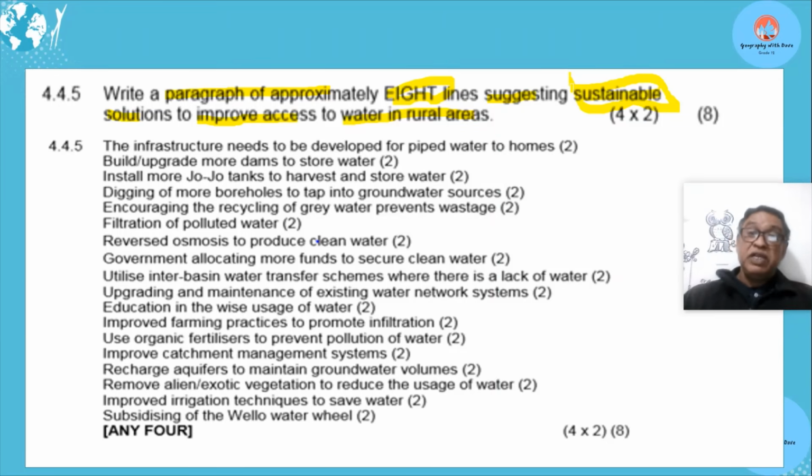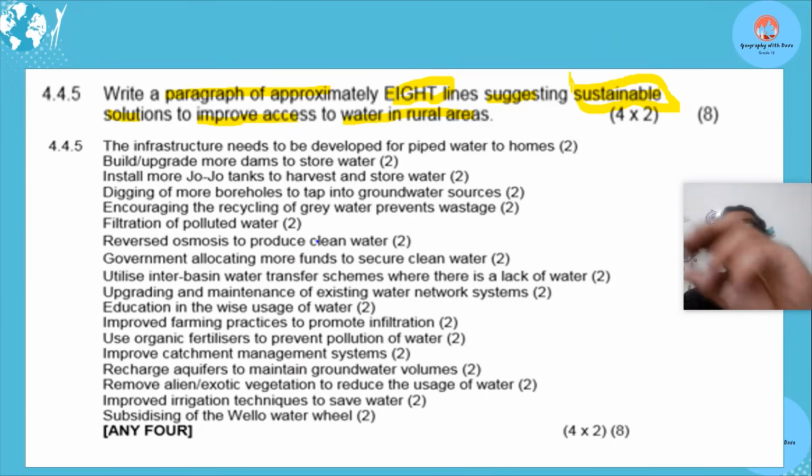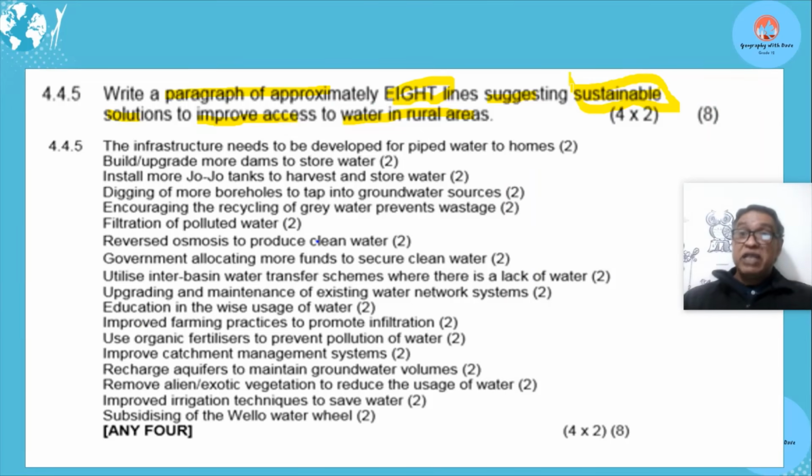Just be careful. This is where in geography we're looking at the action words, all right, that will help us to answer, because if you just gave something that's not sustainable, you're not going to get marks for it.